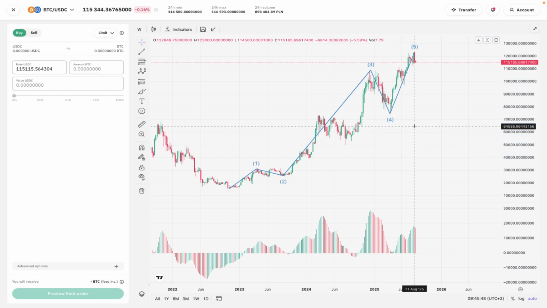Now why this labeling is a little bit better, a little bit more probable in cycles theory than the ABC irregular flat at the top of the previous wave 5 here, right?